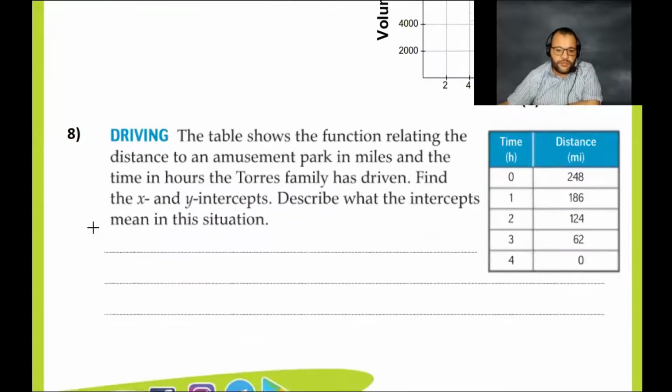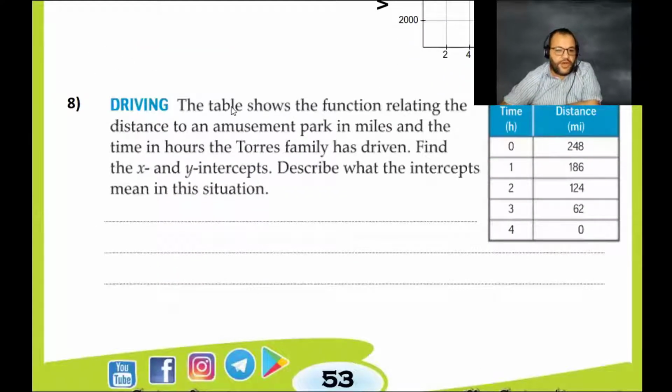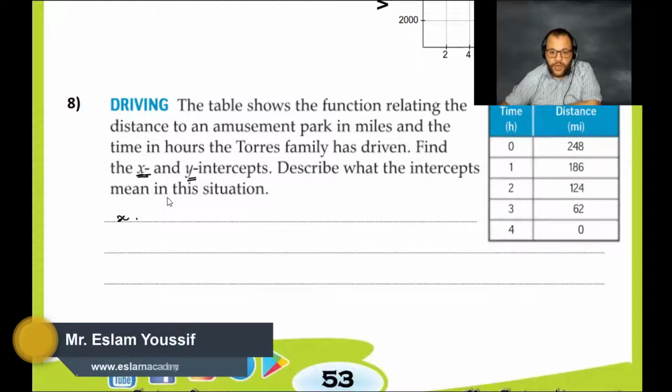Again, for question number 8. Now we have a relation between the distance in miles and the time. We need to find the x-intercept and y-intercept. What is the meaning of x-intercept? X-intercept is the value of x when y equals 0. Where is x and where is y? Which one depends on what?